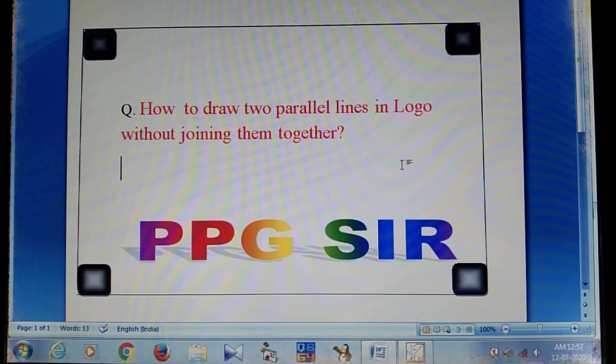Hello students, today I want to send you another question. How to draw two parallel lines in a logo without joining them together? Let's follow me.